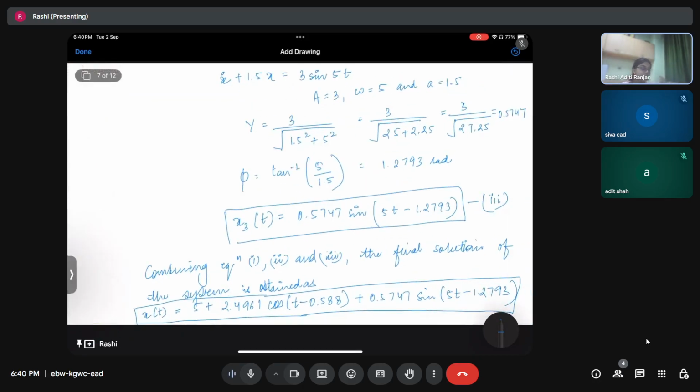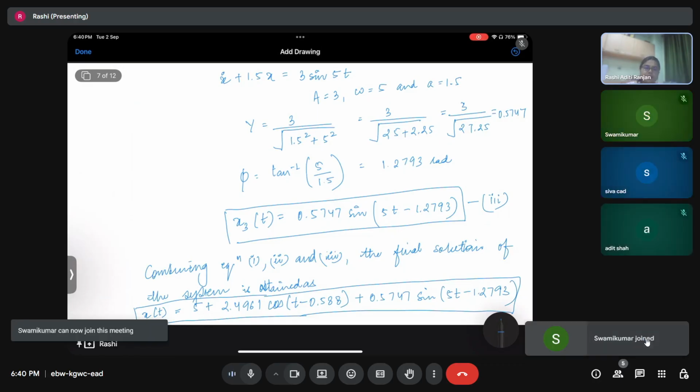Okay, so now since you have this equation, if you have any question where you need to take out the response of the system corresponding to any time t, let us say 10 seconds, 20 seconds, or maybe 10 minutes, 20 minutes, then what you have to do is simply replace t by that value of time, and you are going to get the exact position of the system. Okay, I hope this is clear.